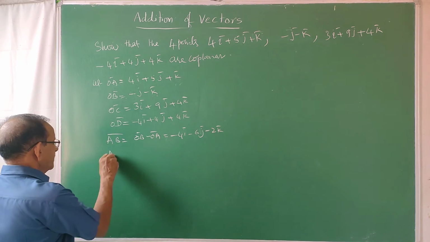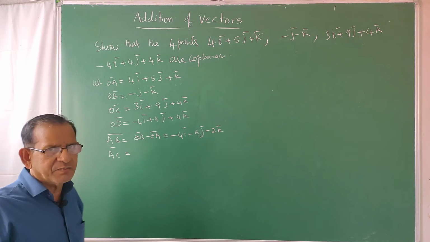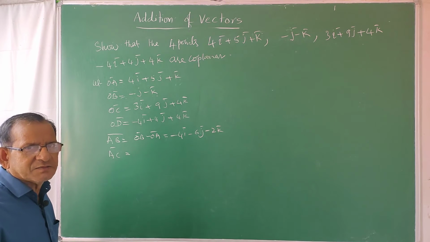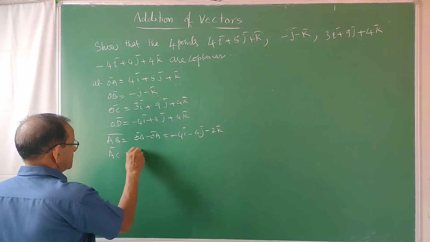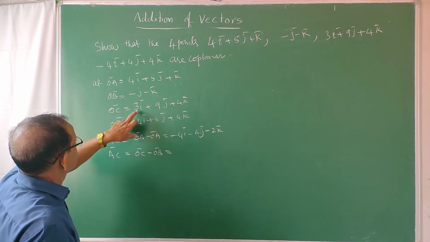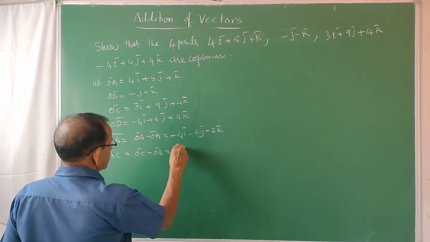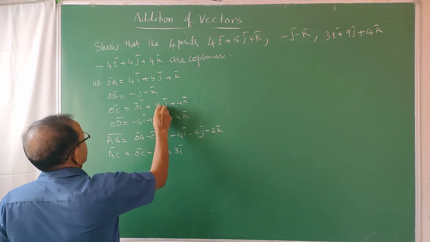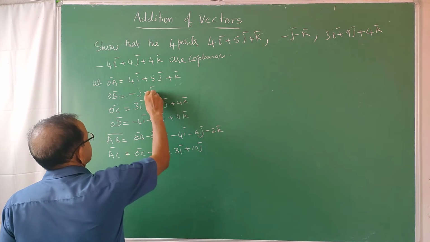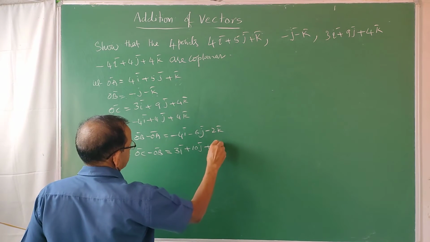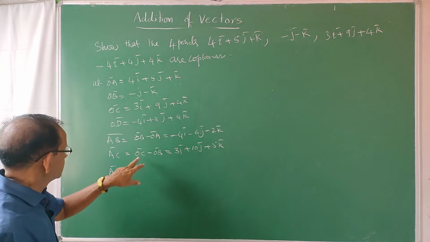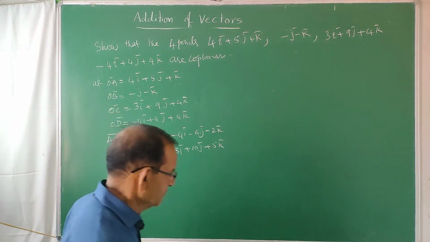Next AC bar. A should be common, or else you can take BA bar, BC bar, BD bar also. One point should be common. Co-terminus edges must be there. OC minus OB, third minus second: 3i bar, no i bar in this one, 9j minus minus j, 10j, and 4k minus minus k, that is 5k. Find AD bar next. Here we made a mistake, it seems. It is not OC minus OB, it is OC minus OA.